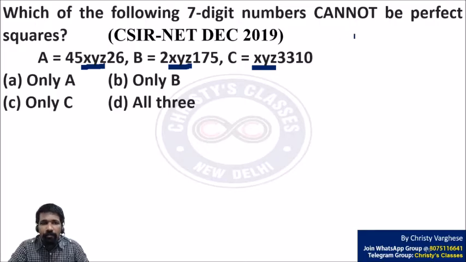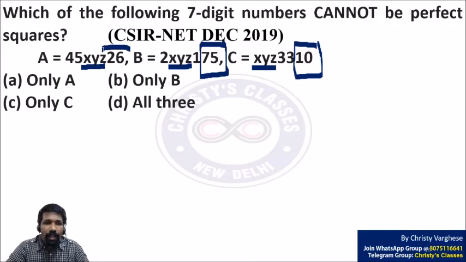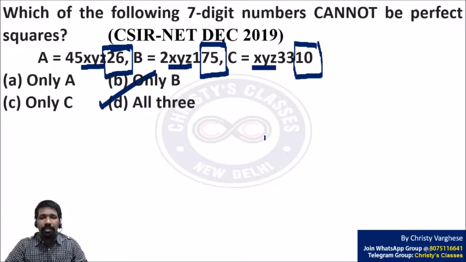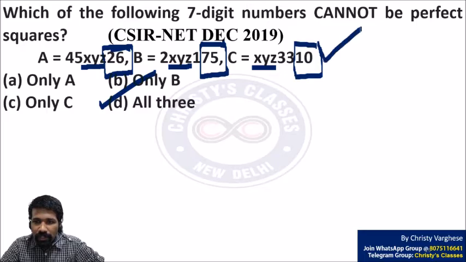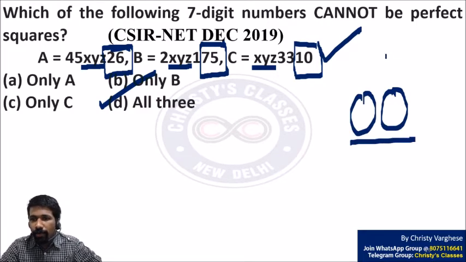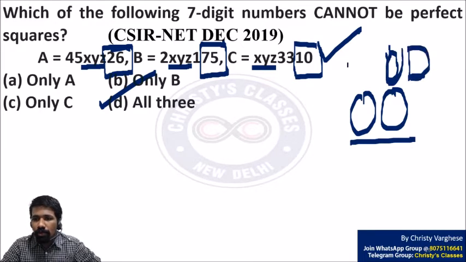To find whether the number is a perfect square or not, the last 2 digits are what we mainly want. Look at the last 2 digits here. If you are thorough with the theory, by looking at the last 2 digits, directly we can say option D is the answer. Which of the following cannot be perfect squares? All the 3 cannot be perfect squares at all. Why? C is not a perfect square because for a number ending in 0, it should end in 0, 0. I told you if the last digit or unit digit is 0, the tens digit can only be 0.